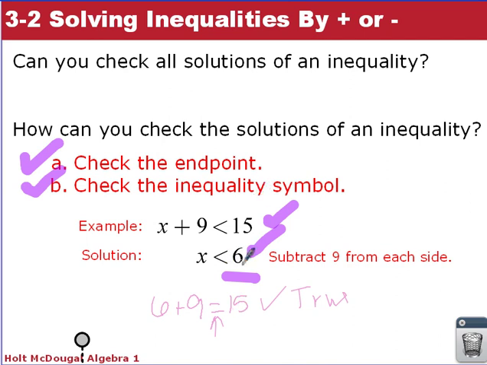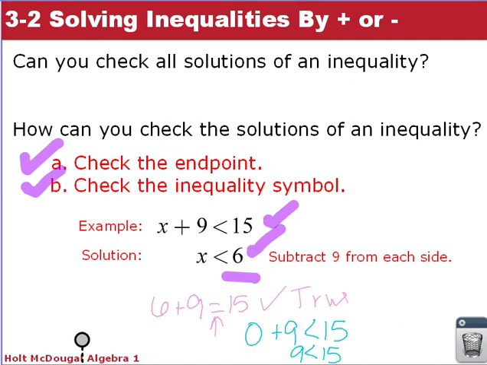Let's pick a number less than 6. We could pick 0. Plug 0 into the inequality. Substituting 0 into the inequality, we get 0 is less than 15. And yes, that is also true. So our solution to our inequality is correct.